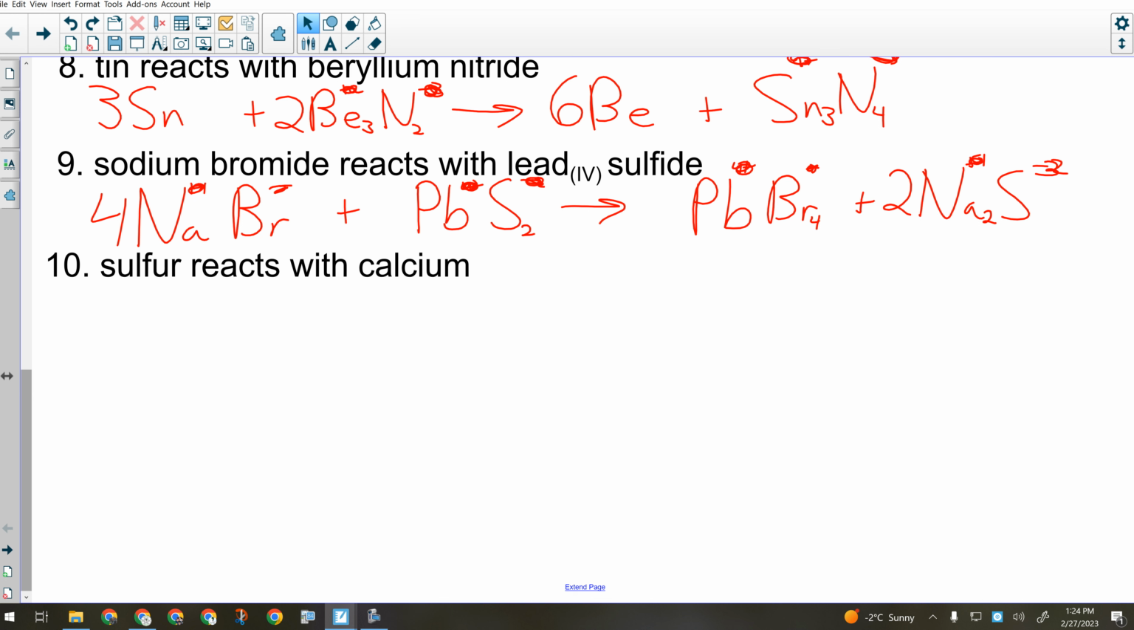Right. And then our last one, we've got sulfur reacts with calcium. Did I forget anything? 8, yeah. Right. Sulfur is the most special of the special elements. Okay, what kind of reaction am I looking at? Synthesis reaction, okay.